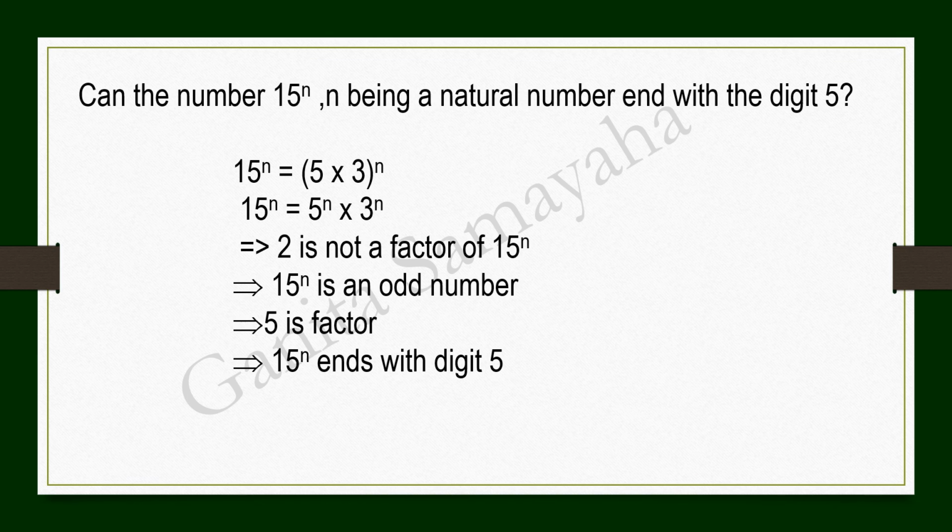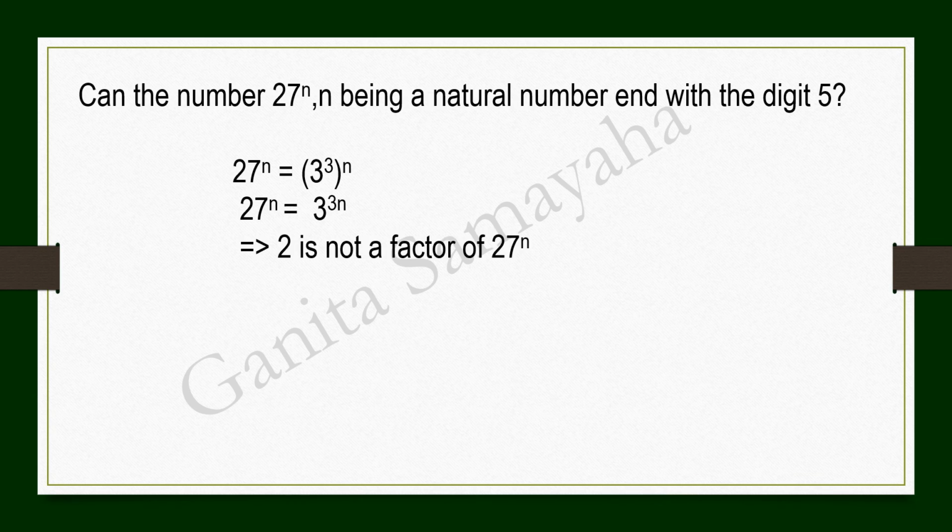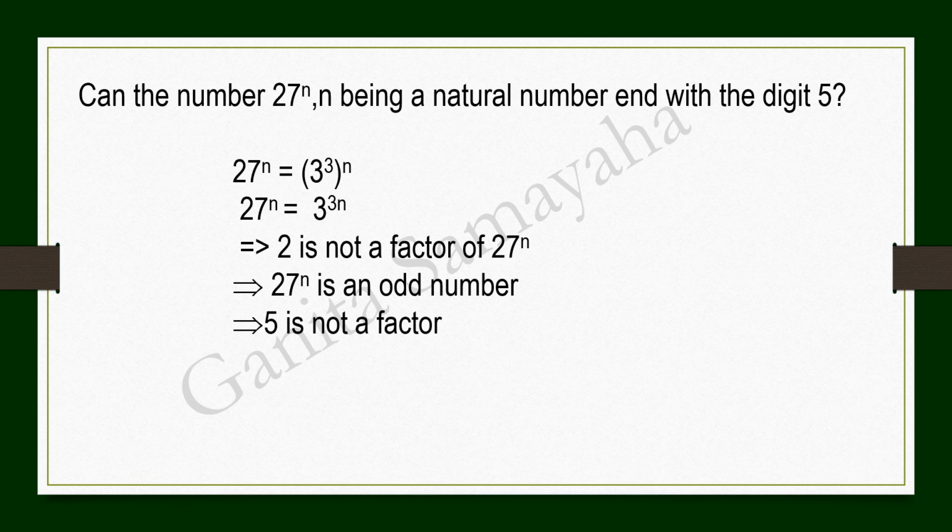Is it clear, children? Now let us consider 27 to the power n. Will this end with the digit 5? So 27 to the power n can be written as 3 to the power 3n. So 2 is not a factor, so this is odd. But we don't have 5 as a factor. Isn't it, children? That's all. 2 is not a factor, and so 27 to the power n is an odd number. 5 is not a factor, so this cannot end with the digit 5.